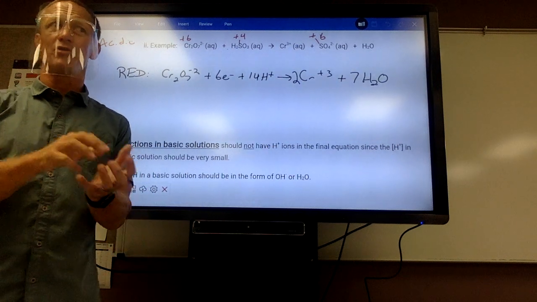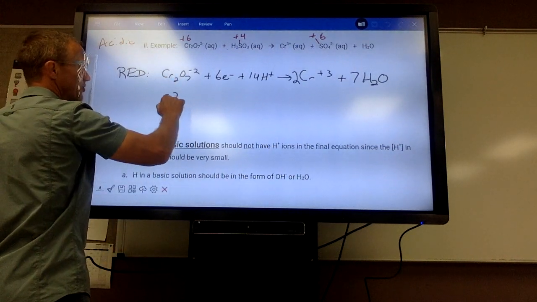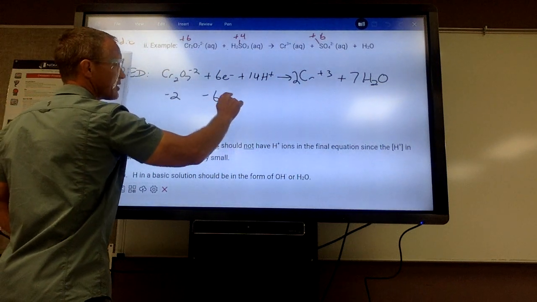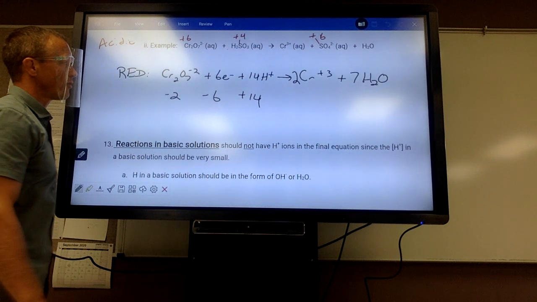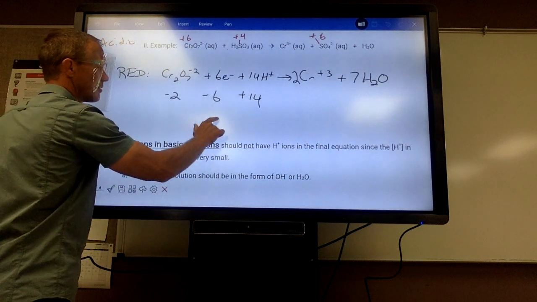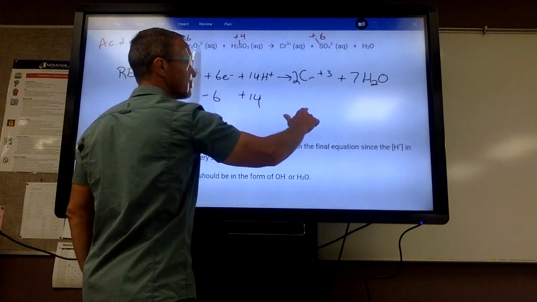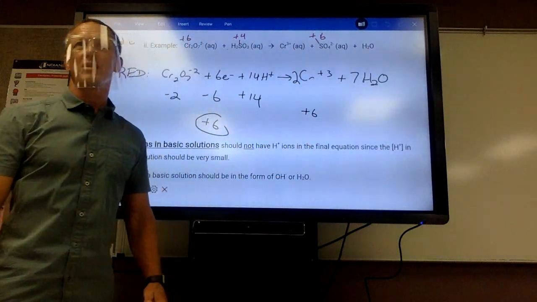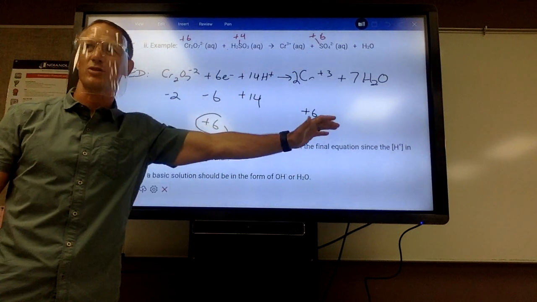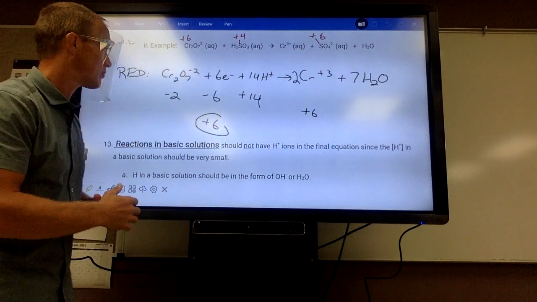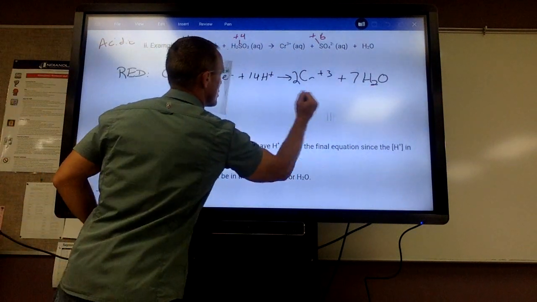Let's make sure our charge is equal. Not individual atom charge, but overall. So this thing is a -2, a -6, and a +14. What's the overall over that side? +6 total on that side. +3 times 2, +6. The other mistake people make is they want to make those cancel, like they want this to be -6, that to be +6. You want them to be equal. Okay, charge is equal. All right. There's your reduction, oxidation.